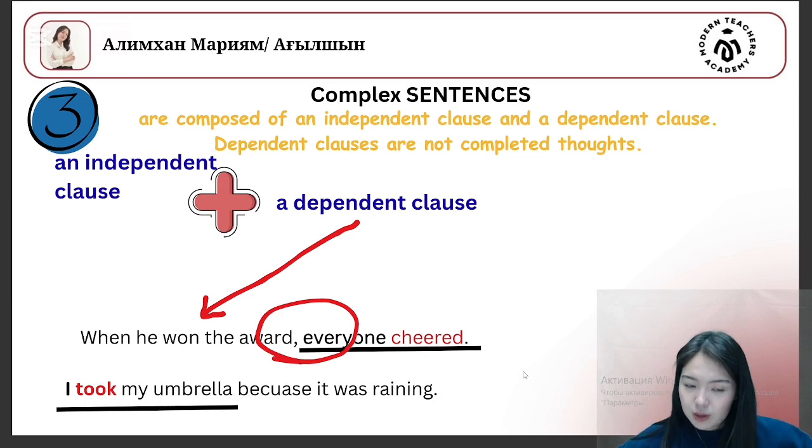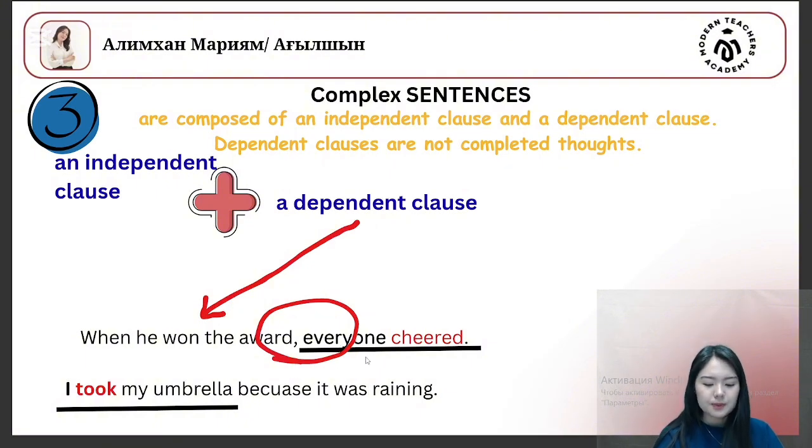Notice the dependent clause can go at the beginning of a sentence, like this: when he won the award, it's a dependent clause. And it can go at the end of the sentence: because it was raining, yes? But also notice that if our sentence begins with a dependent clause, we use a comma. Yes, here we are. When he won the award, comma, everyone cheered, to separate the clauses.